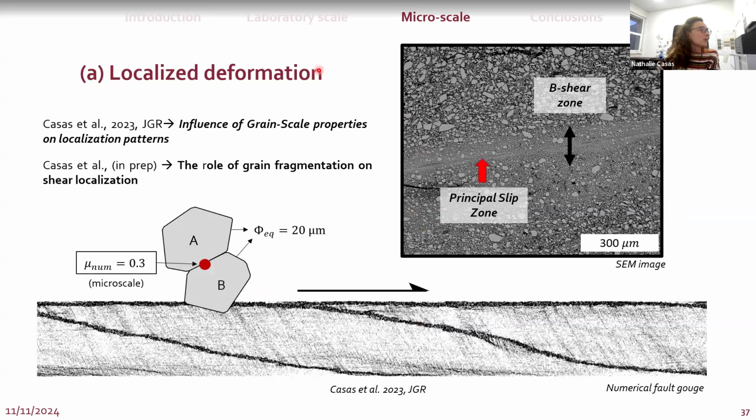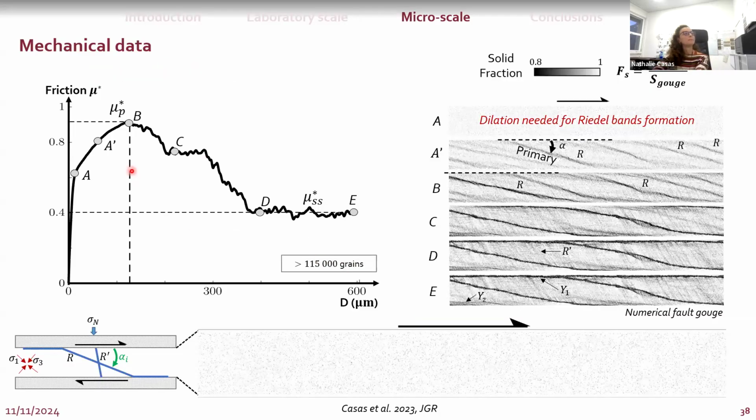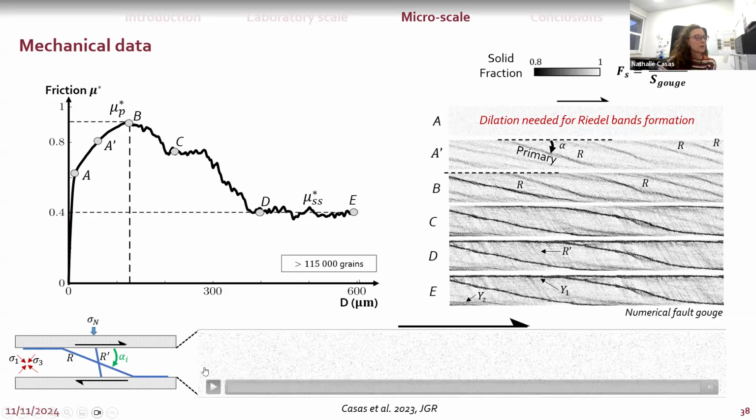Mostly I will speak about localized deformation within this microscale zoom. So again, with numerical modeling, we can follow the evolution of friction as a function of fault displacement. Here you have, in this experiment, an increase in friction, then a decrease toward a steady state friction. What was nice within this model is that we were able to follow the evolution of this shear deformation with fault shearing. So I'll show you the video.